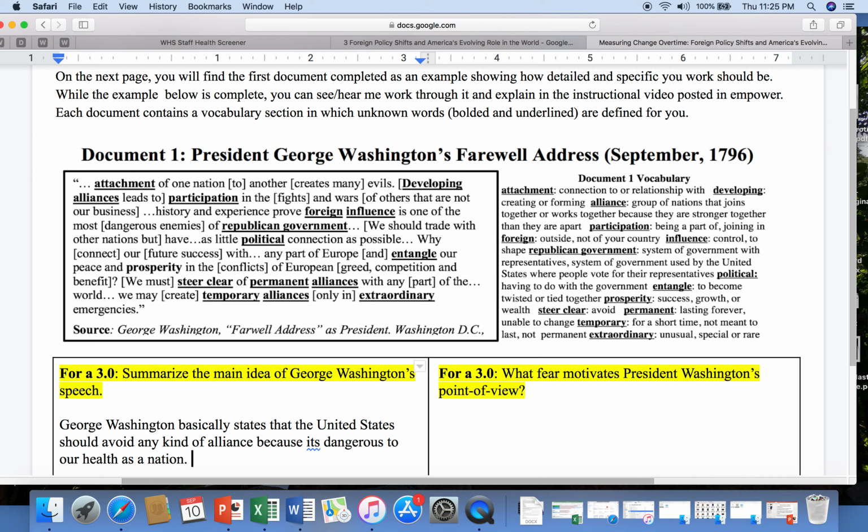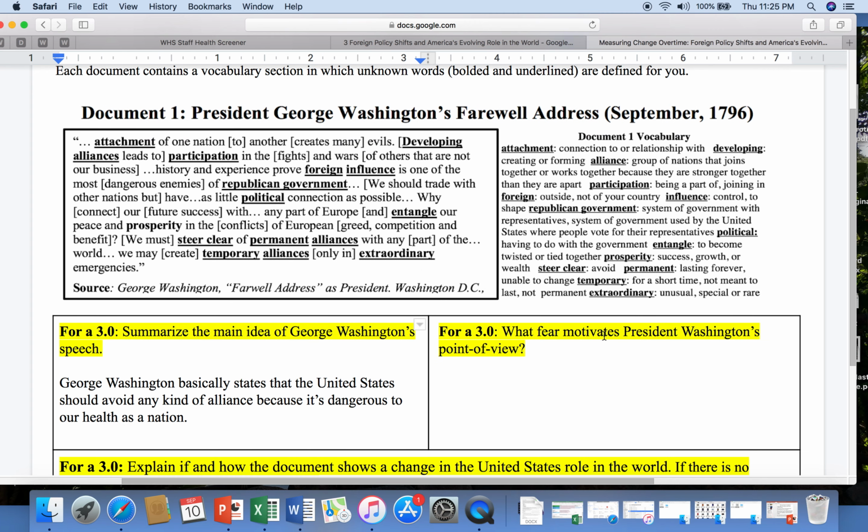You can see here that I'm giving one sentence, but it's a very specific sentence, right? I'm basically summarizing or stating what George Washington says. So the next question is, what fear motivates President Washington's point of view? If his point of view is basically that we shouldn't join alliances because they're dangerous, this is where we have to explain sort of his fear or why he sees them as dangerous. So let's go on ahead and give this a go as well.